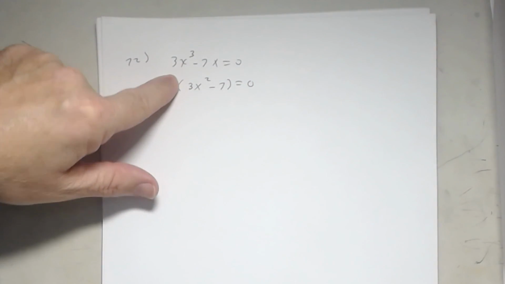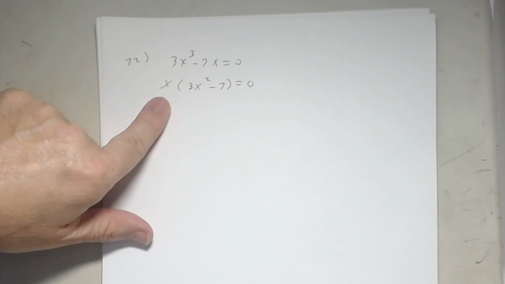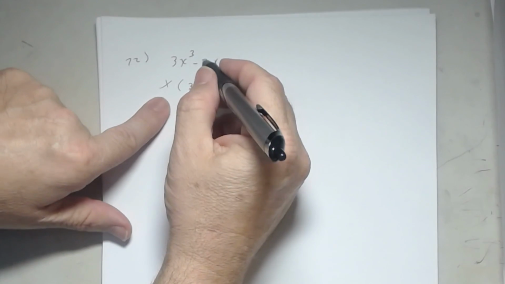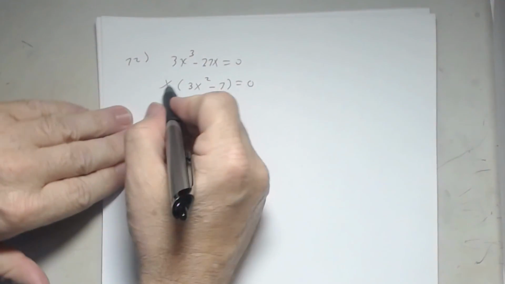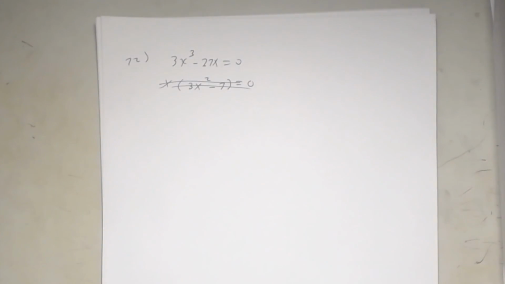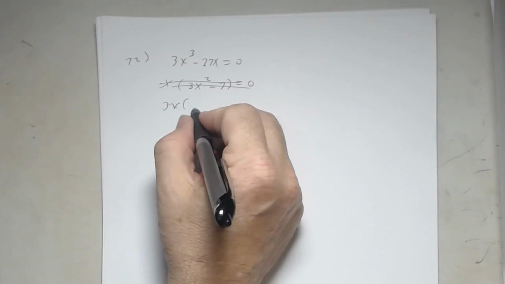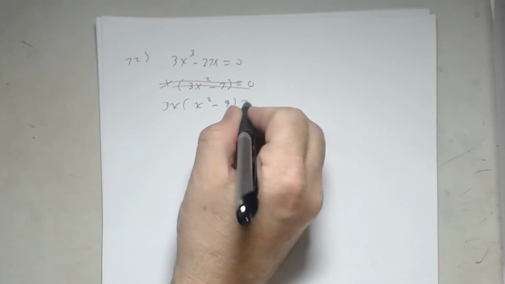All right, hold on. I probably did it again. It's 27. Okay, let's go back and redo this. You get your GCF. What's the GCF? 3x. So factor out the 3x. 3x times what? X squared minus 9 equals 0.